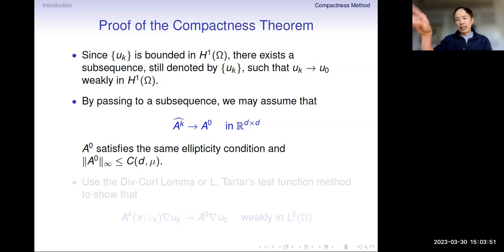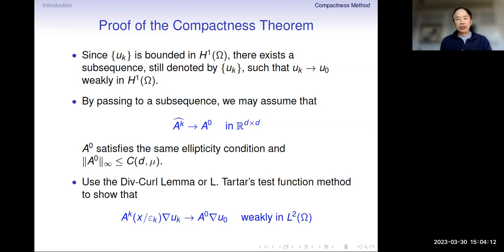This just converges in each entry in the Euclidean space, D by D. And A0 satisfies the same lower bound, but the upper bound depends on the dimension and also mu. And the last step is to use something called the Dirichlet lemma or Tartar's test function method to show that you also have the flux converging weakly in L2. I don't have time to show you this.